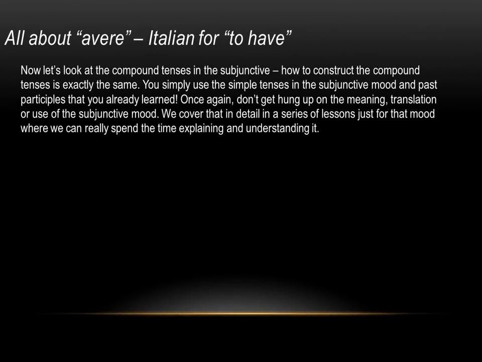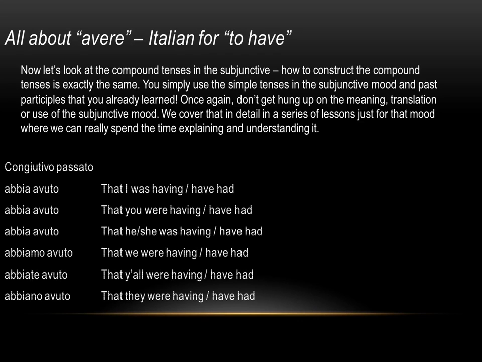Now let's look at the compound tenses and the subjunctive. How to construct the compound tenses is exactly the same as the others. You simply use the simple tenses in the subjunctive mood and the past participle that you already learned. Once again, don't get hung up on the meaning, translation, or use of the subjunctive mood. We'll cover that in detail in a series of lessons just for that mood where we can really spend some time explaining and understanding it. Right now, I just want you to know the mechanics of how to put the tenses together.